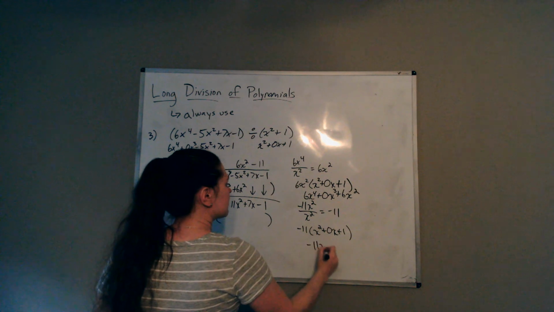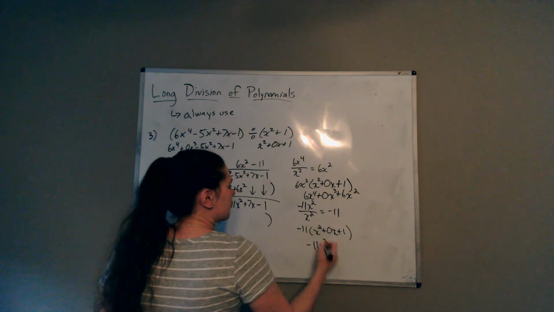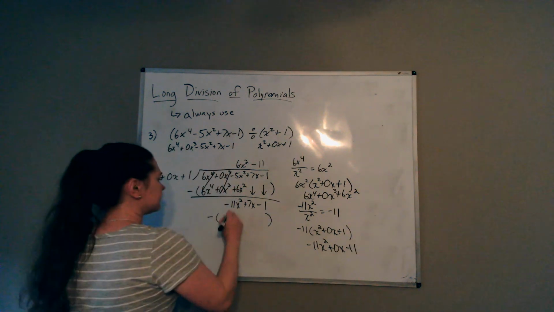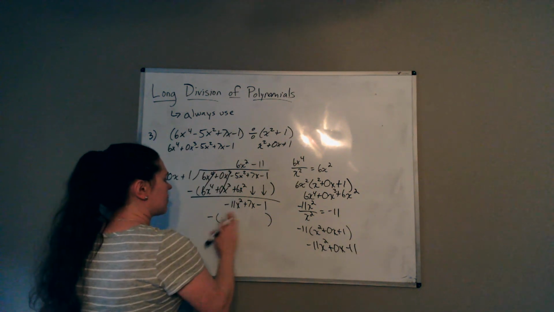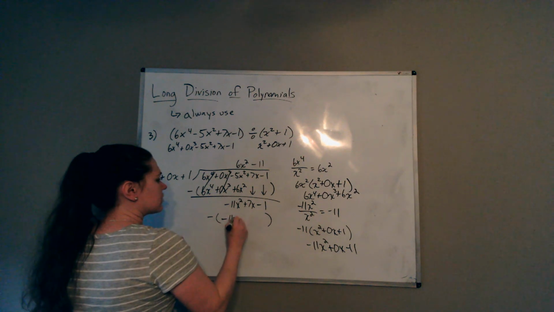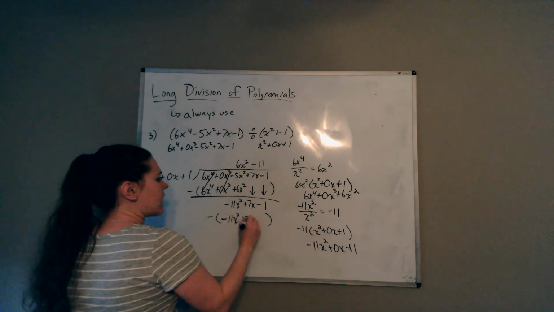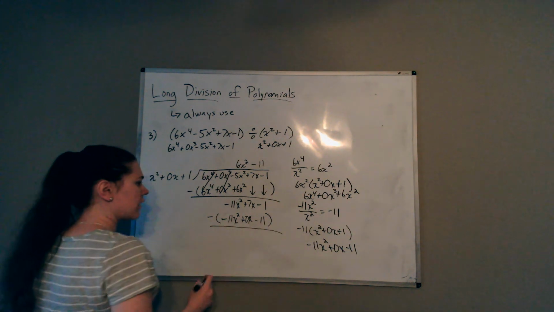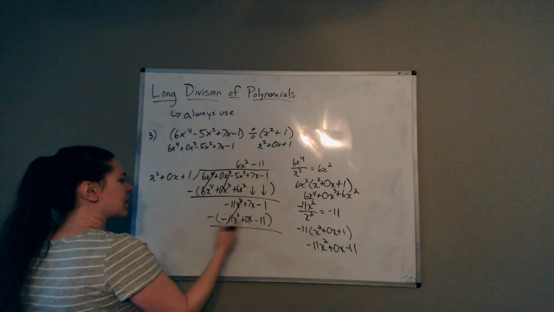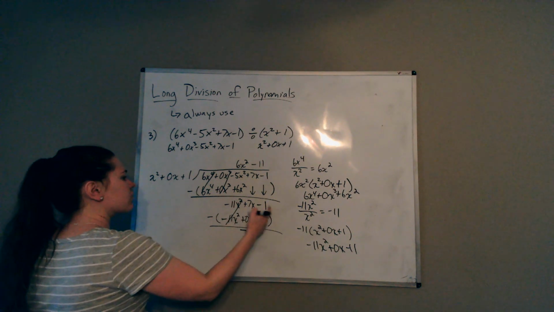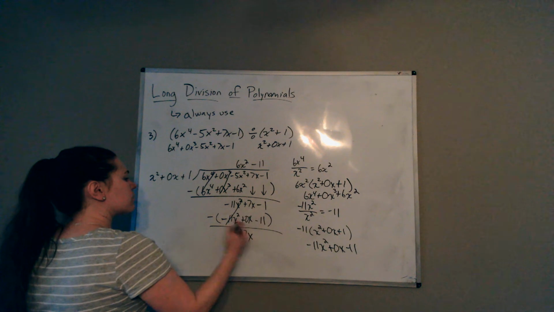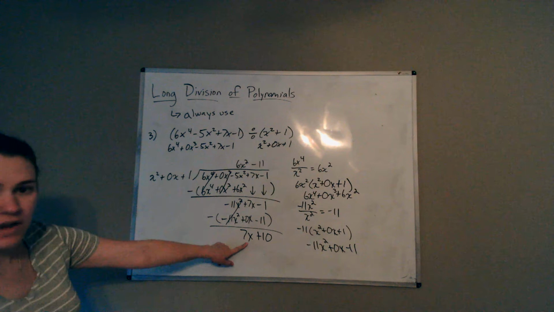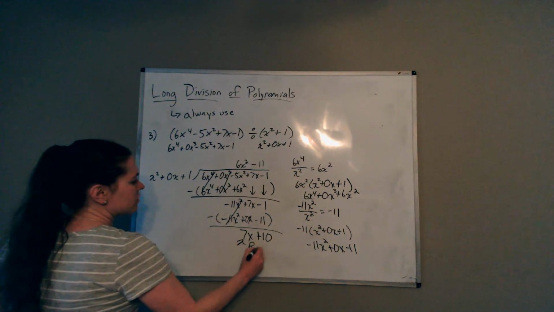That's going to give us negative 11x squared plus 0x minus 11. Okay, they cancel. 7x minus 0x, that's 7x. Negative 1 minus negative 11, that's negative 1 plus 11, which gives us plus 10. This is power of x squared, this is power of x to the first. That means this is the remainder.